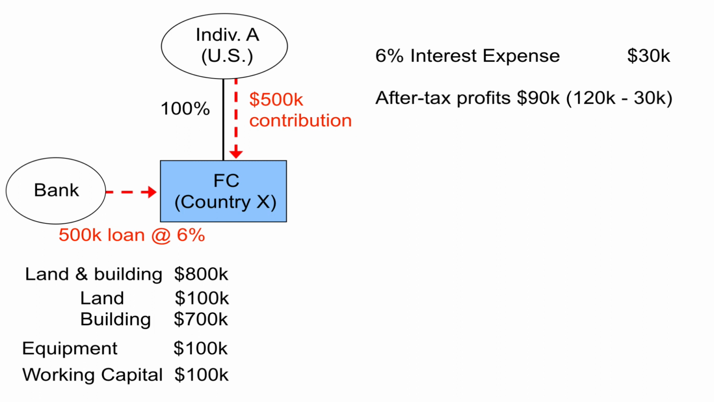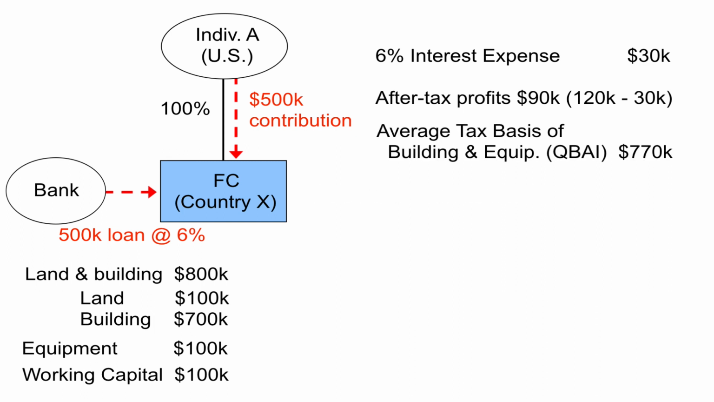Before, FC had earned after-tax income of $120,000. Now, with the $30,000 of interest expense, FC only earns after-tax income of $90,000. Thus, FC's tested income is $90,000. FC's QBI remains at $770,000, and individual A's DETR is $77,000.